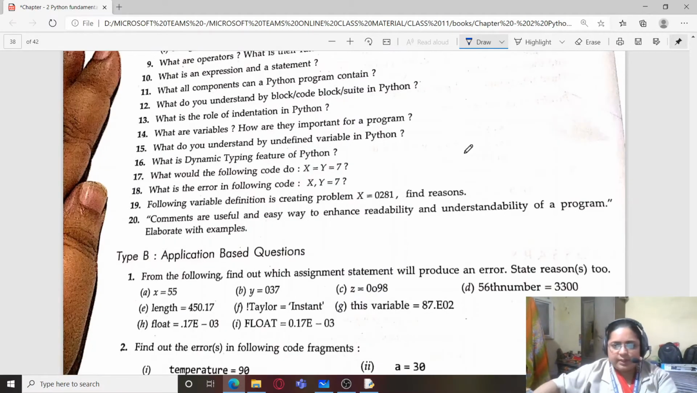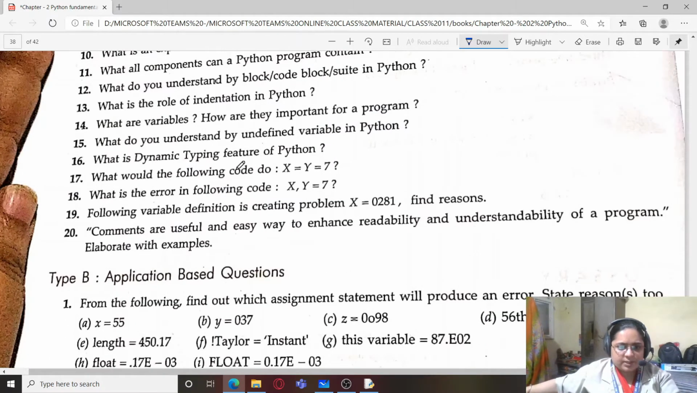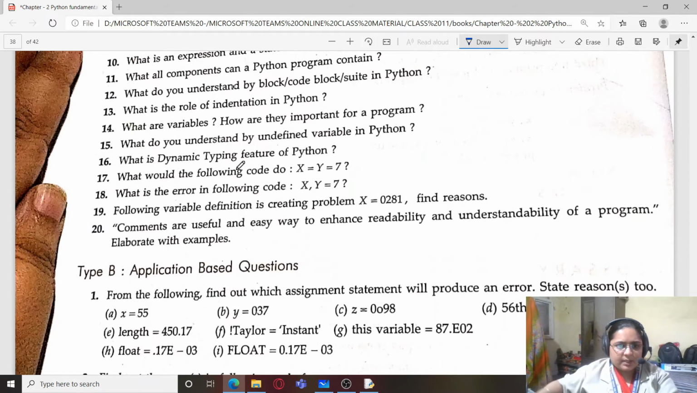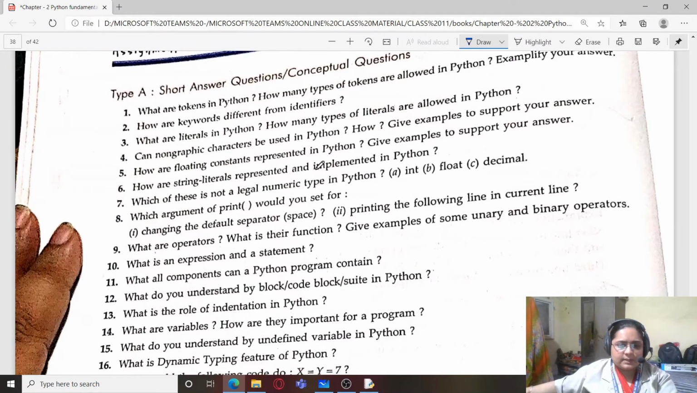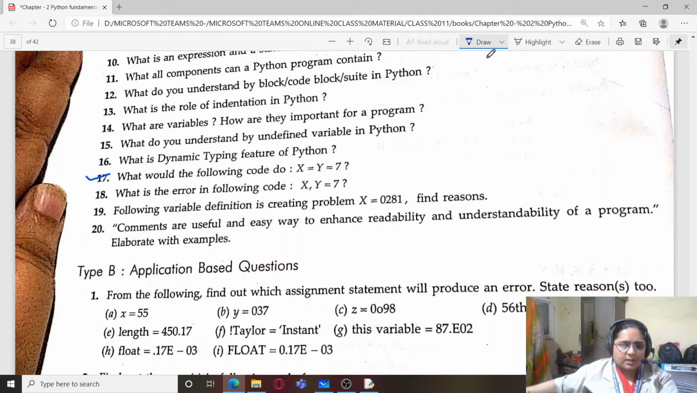So here we have the very first conceptual question. As you can see, what would the following code do? This is from the chapter Python Fundamentals. So you have to look for assignments type A, that is short answer questions, also conceptual questions.